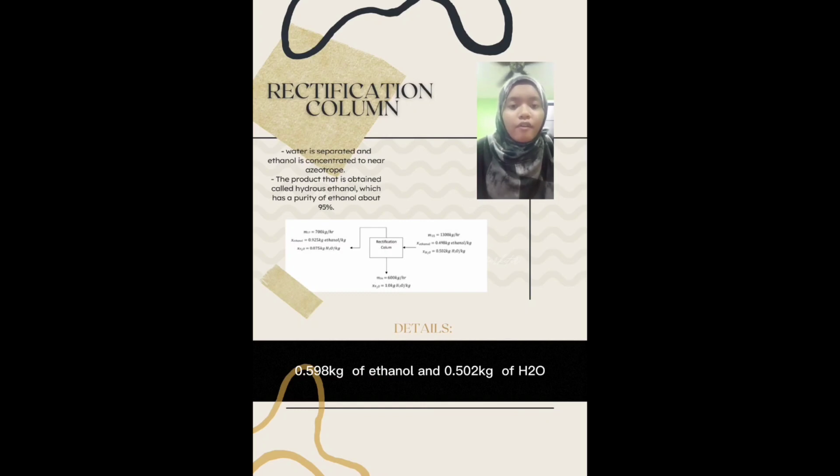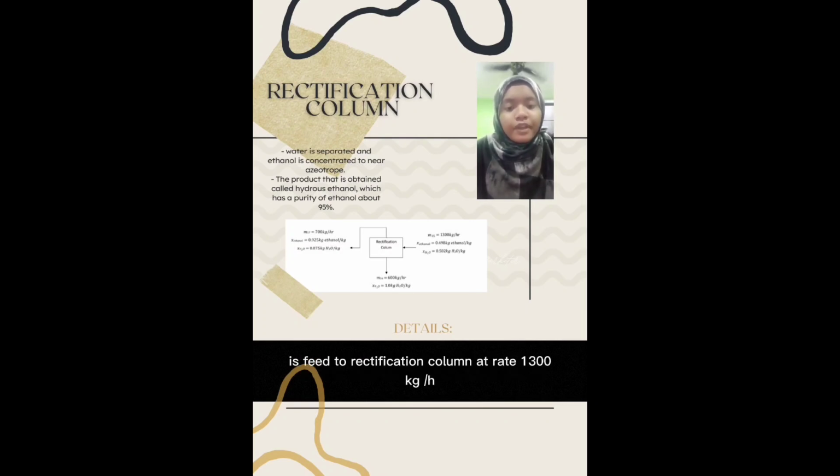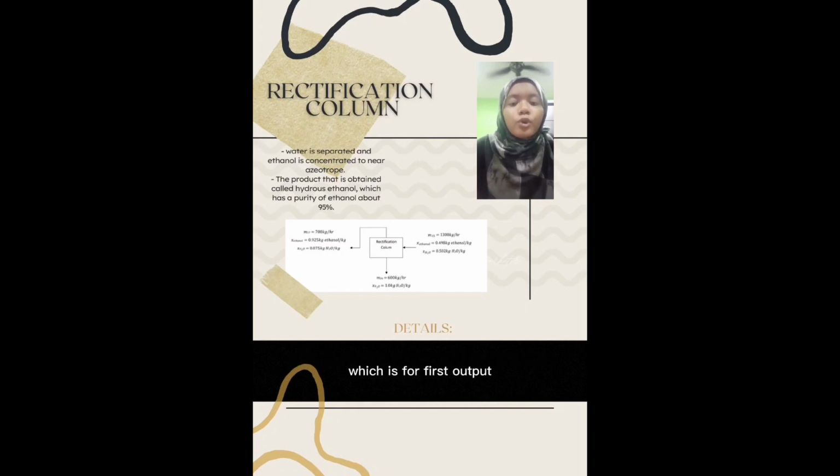0.498 kilogram of ethanol and 0.502 kilogram of H2O is fed to the rectification column at a rate of 1300 kilogram per hour that produces two outputs. The first output contains 1.0 kilogram of H2O at a rate of 600 kg per hour. Meanwhile, the second output contains 0.925 kg of ethanol and 0.075 kg of H2O at a rate of 700 kg per hour.